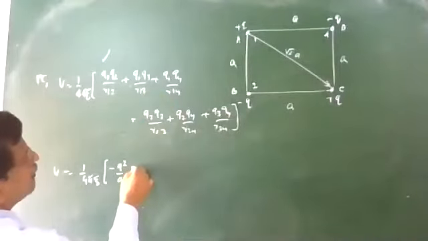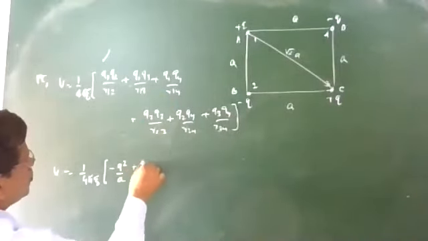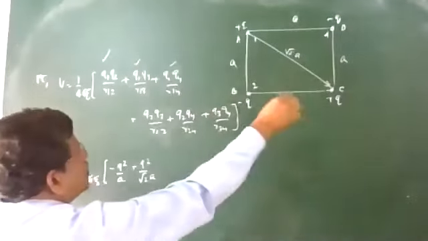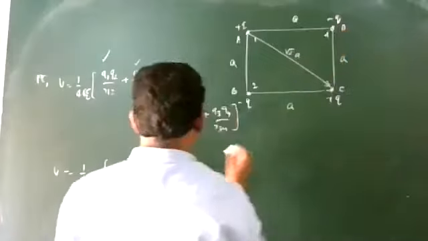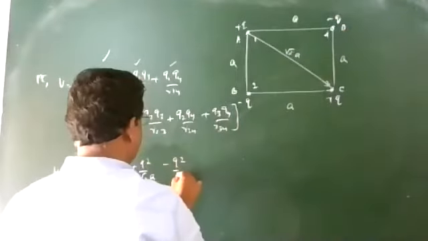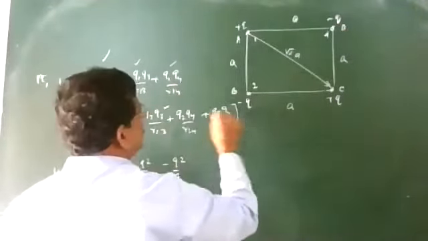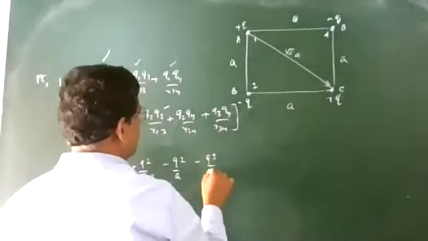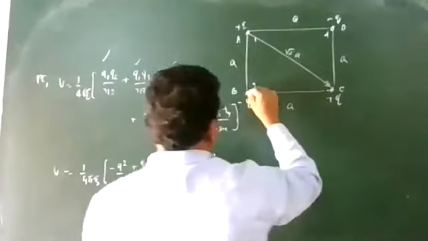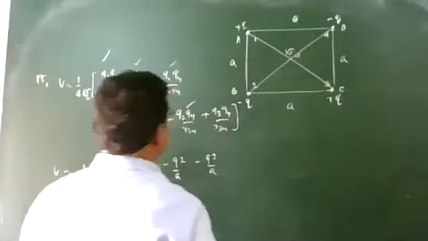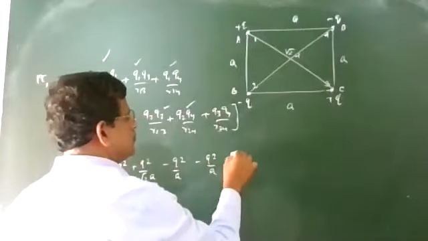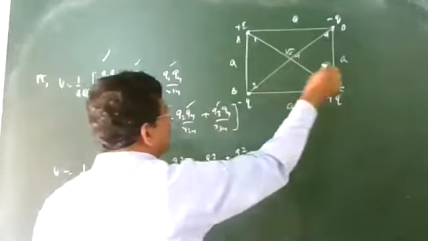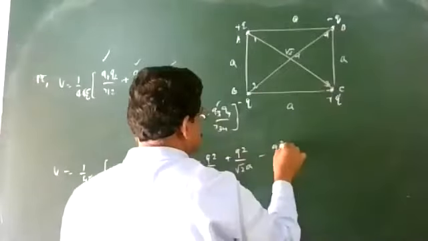So 1 is plus Q, the other is plus Q, so it is plus Q square divided by root 2a for 1 and 3. 1 and 4, 1 and 4 is at distance a. Minus Q square divided by a. That also 2 and 3: 2 and 3, minus Q plus Q, minus Q square by a. 2 and 4, again diagonal, minus Q minus Q, that is plus Q square by root 2a. Now last one, 3 and 4, that is minus Q square by a.